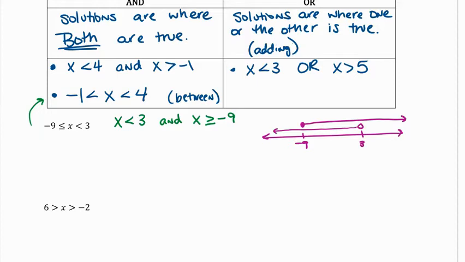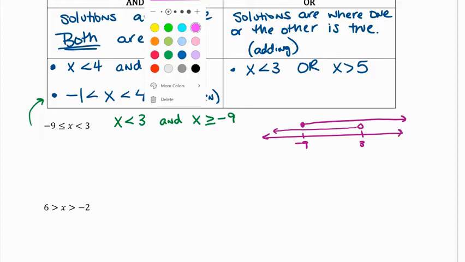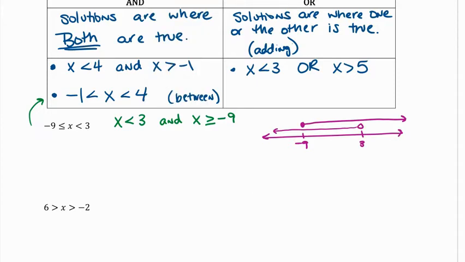Okay, now then, since this is an and inequality, I want to find where those two graphs overlap, because I want it to be true for both of them. I want it to be true that x is less than 3 and x is bigger than -9. And the spot where those are both true would be right here where they overlap, right? So now I can go back and draw my final graph.